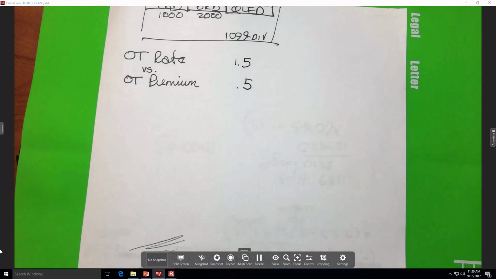So just make sure you understand the difference between an overtime rate and an overtime premium. An overtime rate is 1.5 times your regular rate. If I'm asking you to do the premium, it's just the 0.5 tack on. So you got to be really cognizant of the difference in language here, okay? One's 1.5 and one's 0.5.